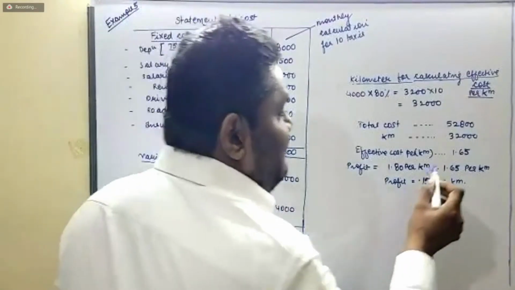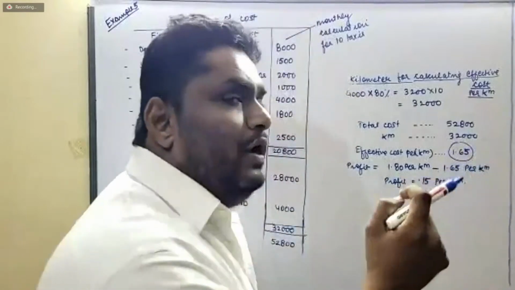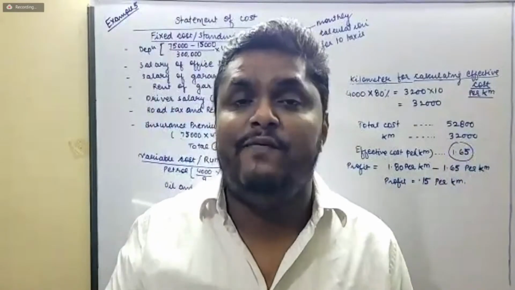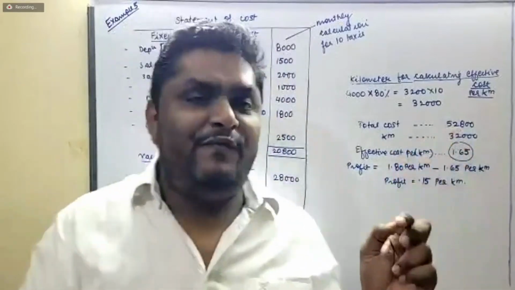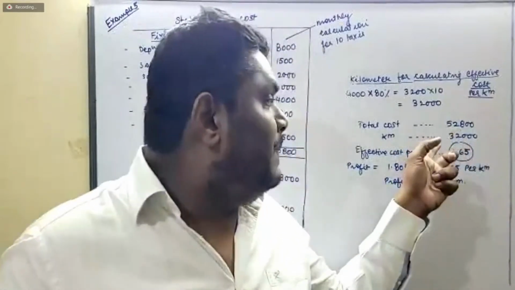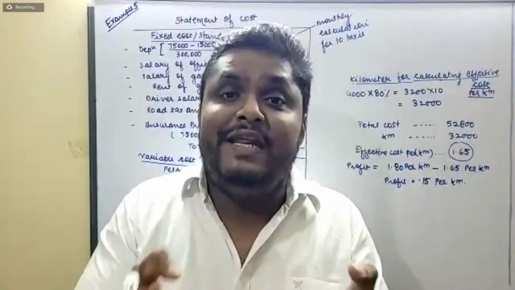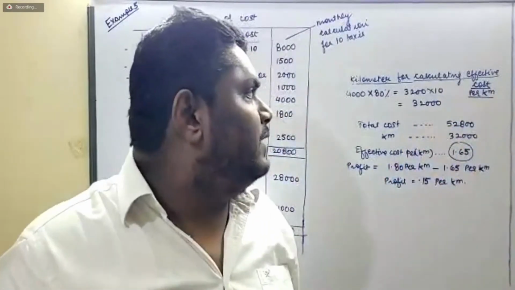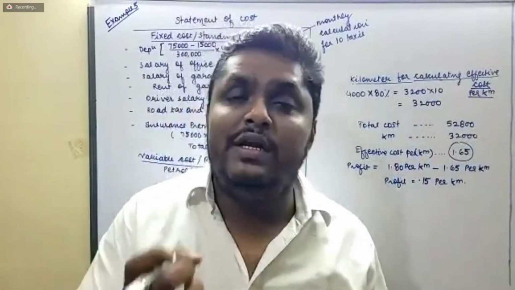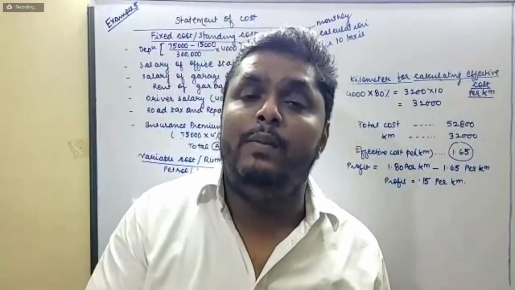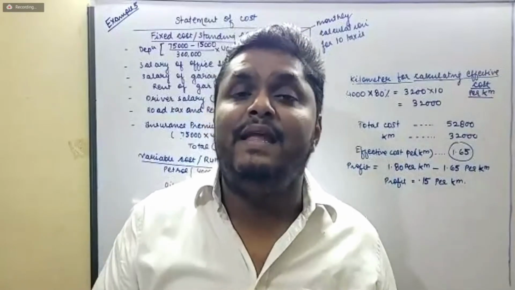This is the effective cost per kilometer. It is not the cost per kilometer. It is the effective cost per kilometer, Dhyanesh, because this cost of 52,800 is absorbed by how many kilometers? The effective kilometers, that is 32,000 kilometers. So 32,000 are the effective running kilometers wherein we are getting something in our hand.